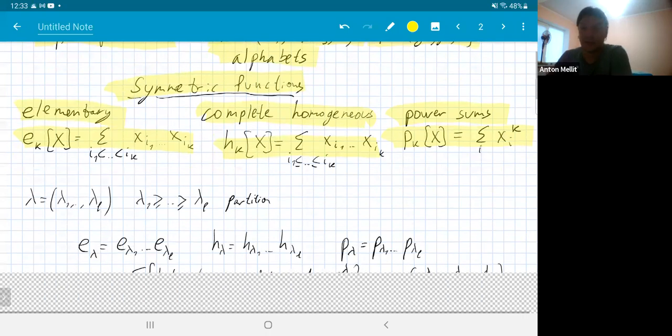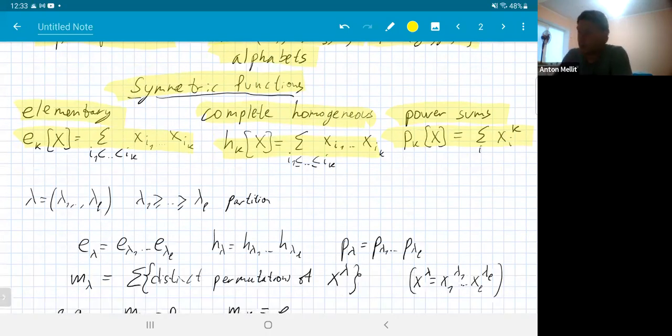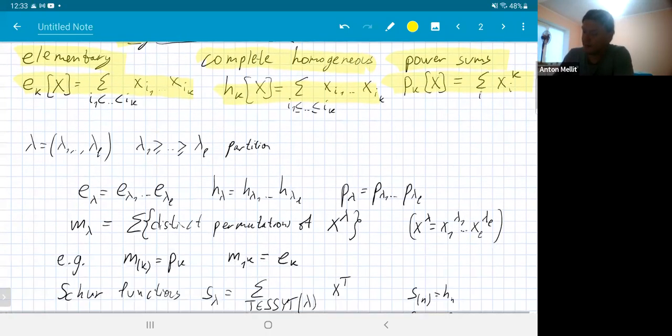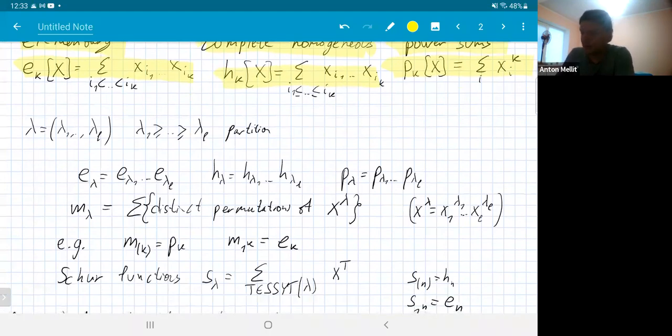These symmetric functions are indexed by integers, and there are functions indexed by partitions. So now if lambda is usually a partition, you write E lambda for the product of the individual E lambda i's, and the same for H and the same for P.